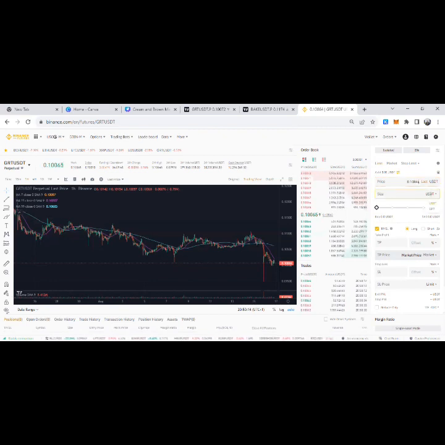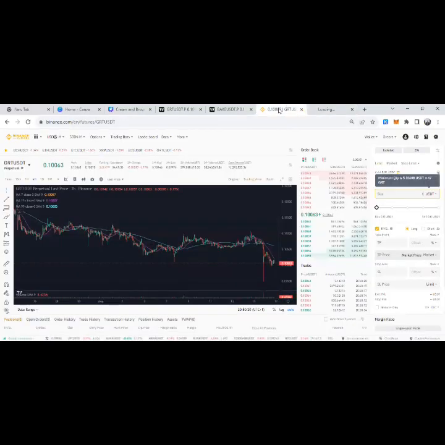Then it's going to tell us to input our size. How much are we going to put in this trade? So I can put $100. Sorry about that. I can then put $100, which will equal 920 GRT, which is what I'm going to be trading. I can say I want to trade with $100. Then here I can adjust my leverage.